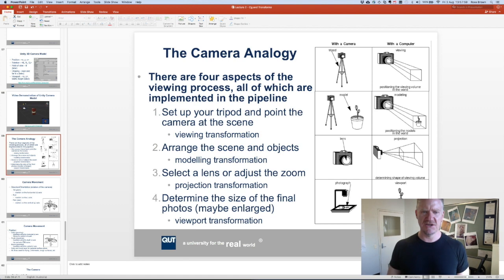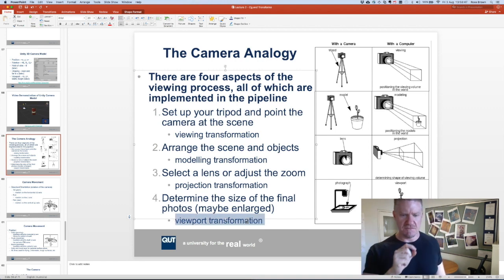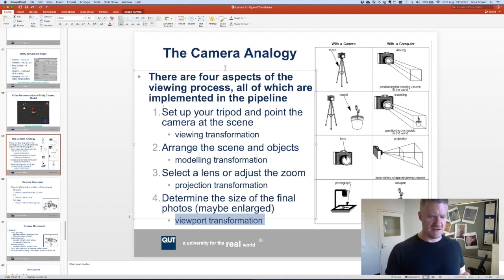So the camera analogy, there are 4 aspects of the viewing process that we need to consider, all of which are implemented in the pipeline. So you set up your tripod and point the camera at the screen. That's the viewing transformation. You arrange the scene of the objects. That's known as the modeling transformation. You select a lens or adjust the zoom. That's the projection transformation, which I'll show, I think it's next week. And then you determine the size of the final photos. Maybe they're enlarged. Maybe they're made smaller and miniature and placed inside a locket close to your heart. Whatever. So the viewport transformation then determines the size of the final image, the number of pixels that it makes up. And all those stages are set up appropriately.